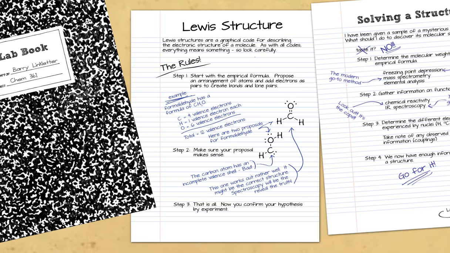But what is the structure of CH2O? Well, there's all kinds of ways to arrange those atoms. You can have a linear arrangement, you could have a triangular arrangement, you could probably make a square out of it, you could do all kinds of things. But there's really only one that makes sense electronically. If you follow the rules of Lewis structure, you will quickly realize there's really only one reasonable structure that you could create for formaldehyde.